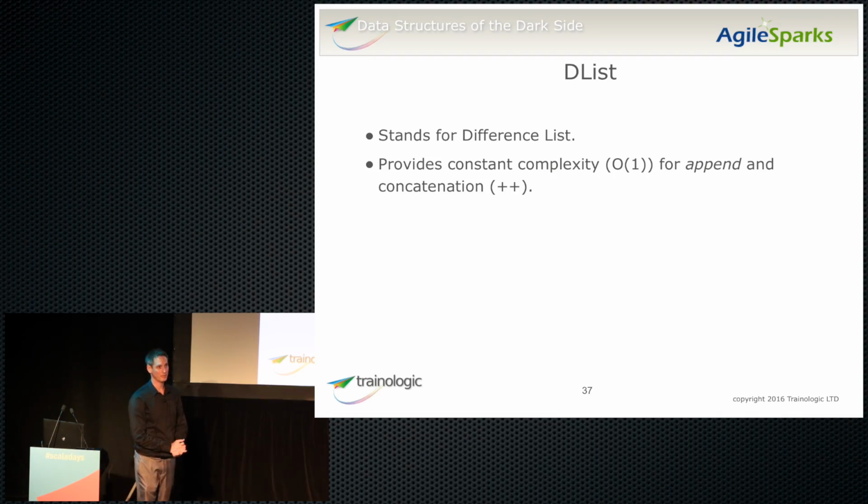DLists to the rescue. Now, DLists stand for difference list, and the name is all incorrect. It came from Prolog. The meaning there is it's a completely different data structure, maintaining the difference between lists. It has nothing to do with difference lists in the original description in Prolog. But in functional programming, they are a very useful data structure, providing constant complexity for appending a single element to your list, to your stream, or just concatenating DLists. It's O of 1. How can that be?